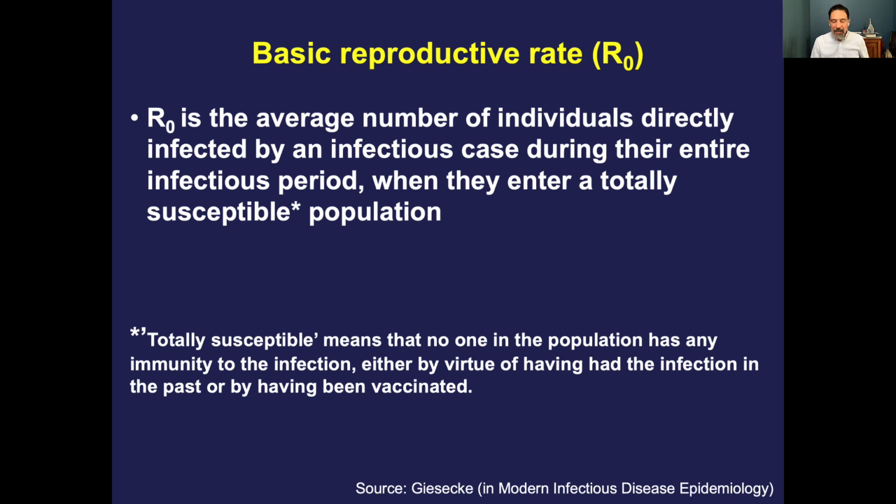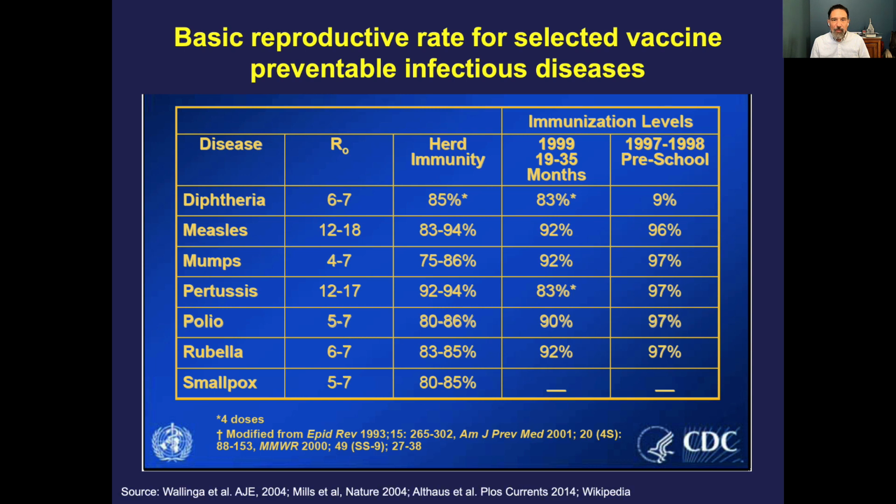As you might imagine, the basic reproductive rate, also called the basic reproductive number, is something that varies from one agent to the next. And this slide shows the basic reproductive number for selected vaccine-preventable diseases that are spread from person to person, and you can see that they really vary a lot, with some agents having much more potential for epidemic spread than others.